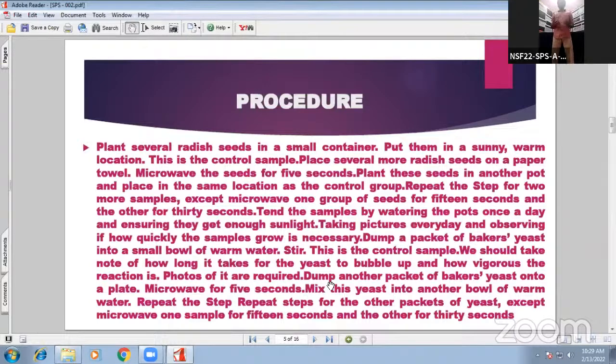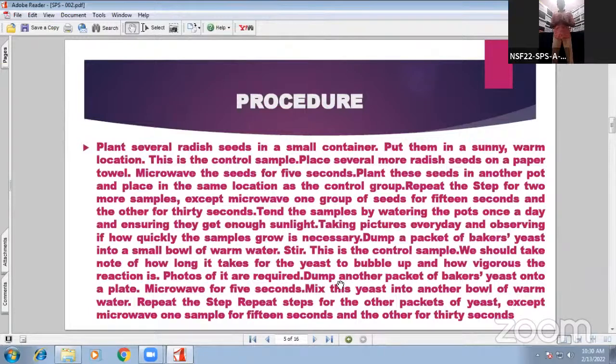Take a sterilized soil pot, place some radish seeds on it, water it and keep it aside. Note the differences. Take a petri dish, put some radish seeds on it, put it in the oven, and microwave it for 10 seconds. Take it out and then sow it in the soil. Don't forget to water them.